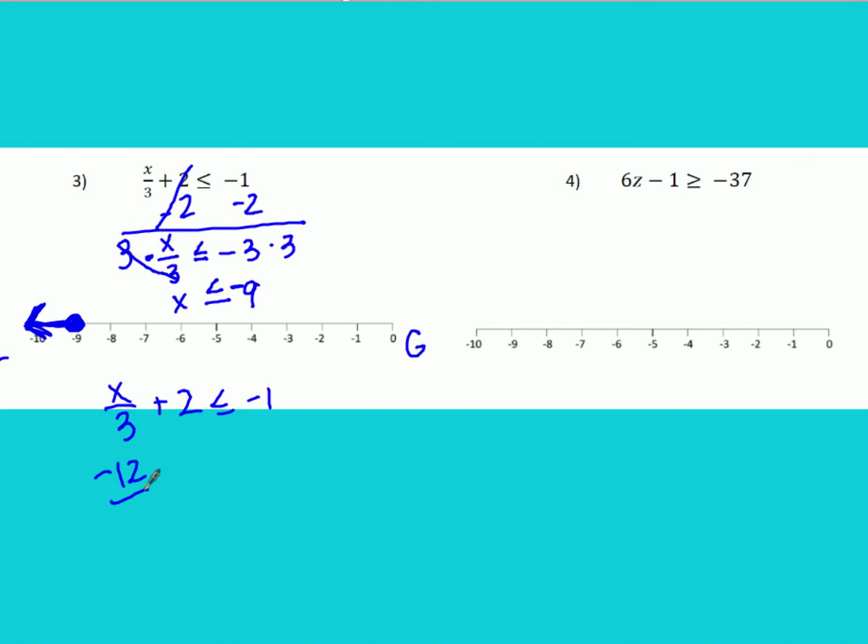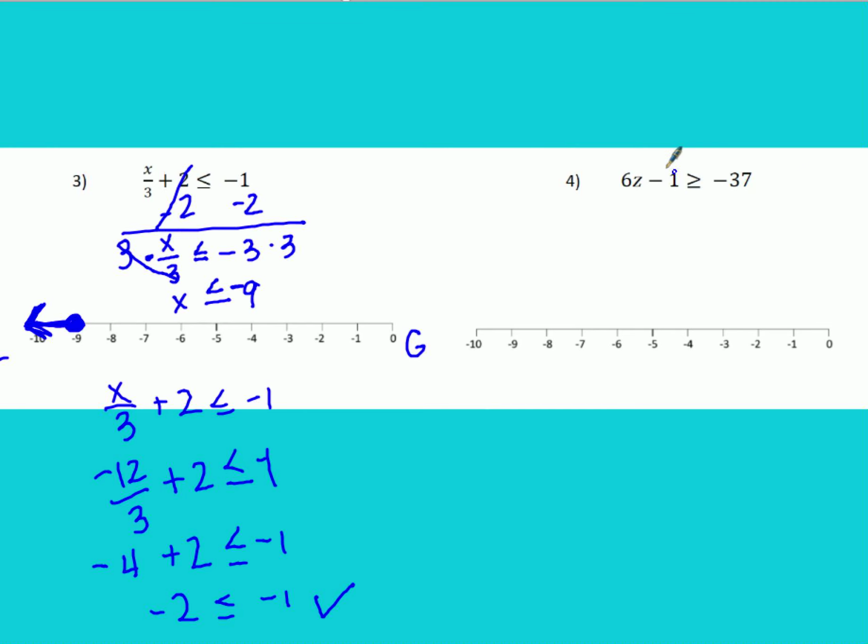So if I put negative 12 divided by 3 plus 2, that should be less than or equal to negative 1 here. Negative 12 divided by 3 gets us negative 4, plus 2. Negative 4 plus 2 gets us negative 2. And that is less than or equal to negative 1. It's less than negative 1, so that is true. So we solved and graphed that correctly.